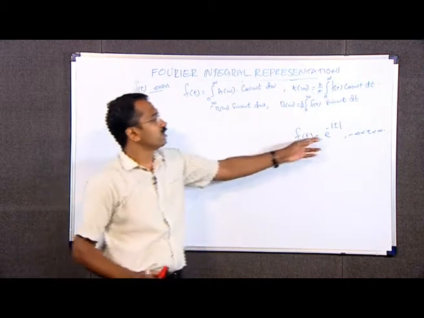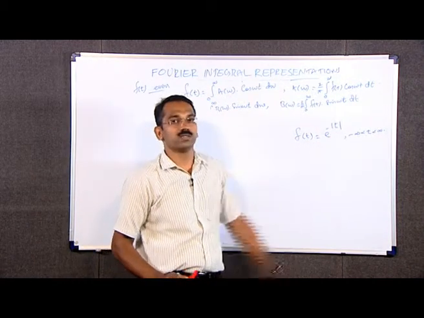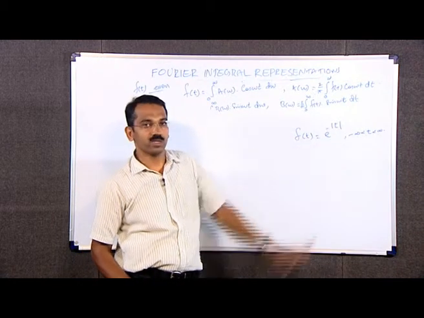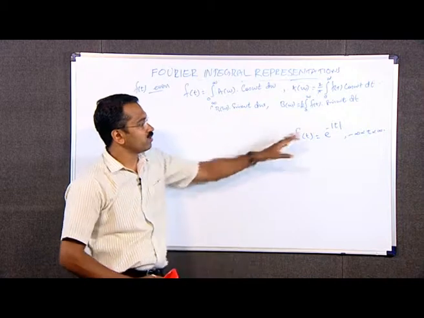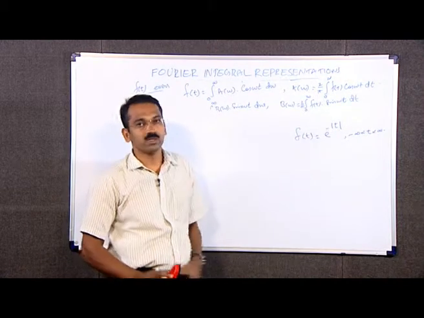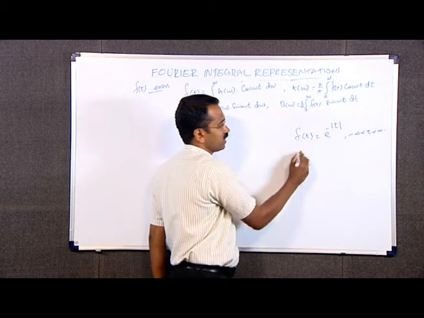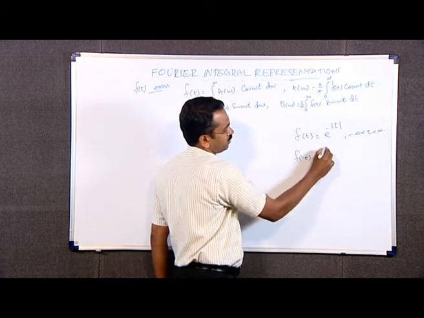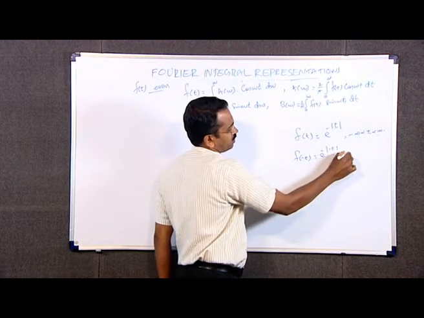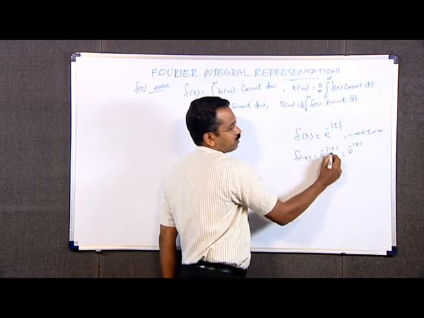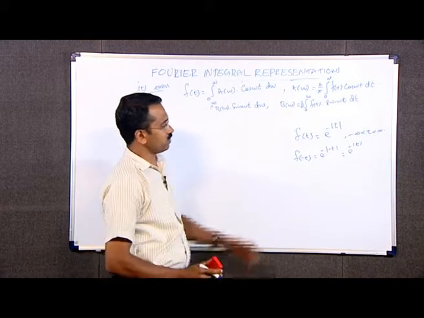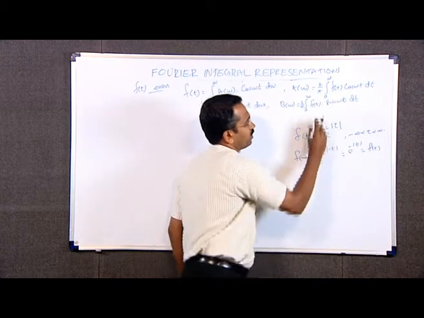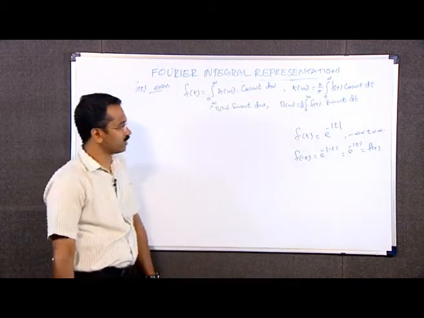Here, the given function is an even function, because t here has a modulus. Mod t is always even, therefore e raised to minus mod t is always even. There is no change if we replace t by minus t: this becomes e raised to minus modulus of minus t, which is minus mod t. Therefore, f of minus t equals f of t, so the given function is an even function.